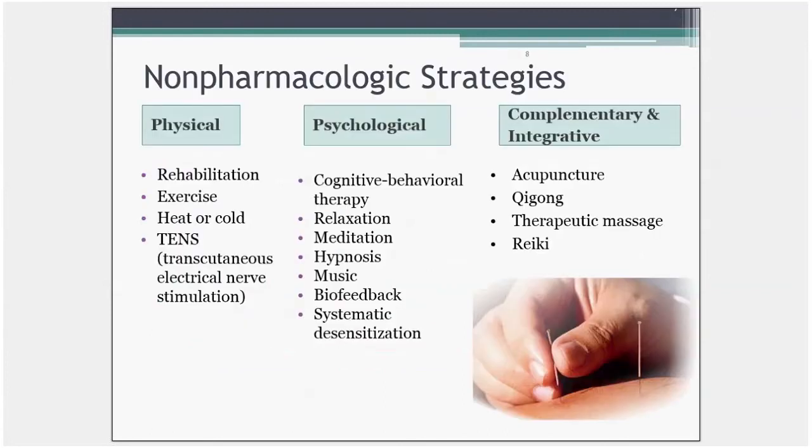And as we think about that biopsychosocial model, it makes very obvious sense that we would think about non-pharmacologic strategies. And these are generally categorized into three broad areas: physical, which might include rehabilitation, exercise, physical therapy, occupational therapy, heat or cold, and for some, transcutaneous electrical nerve stimulation. There's a very strong movement right now to provide rehabilitation programs for people with advanced disease.